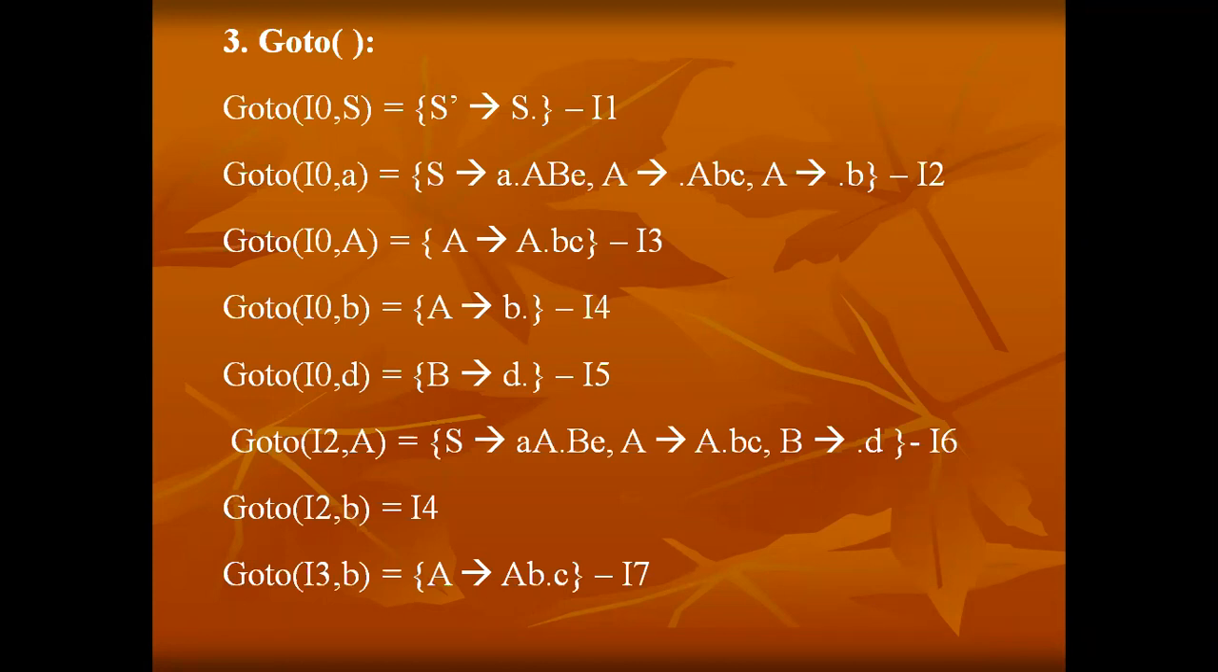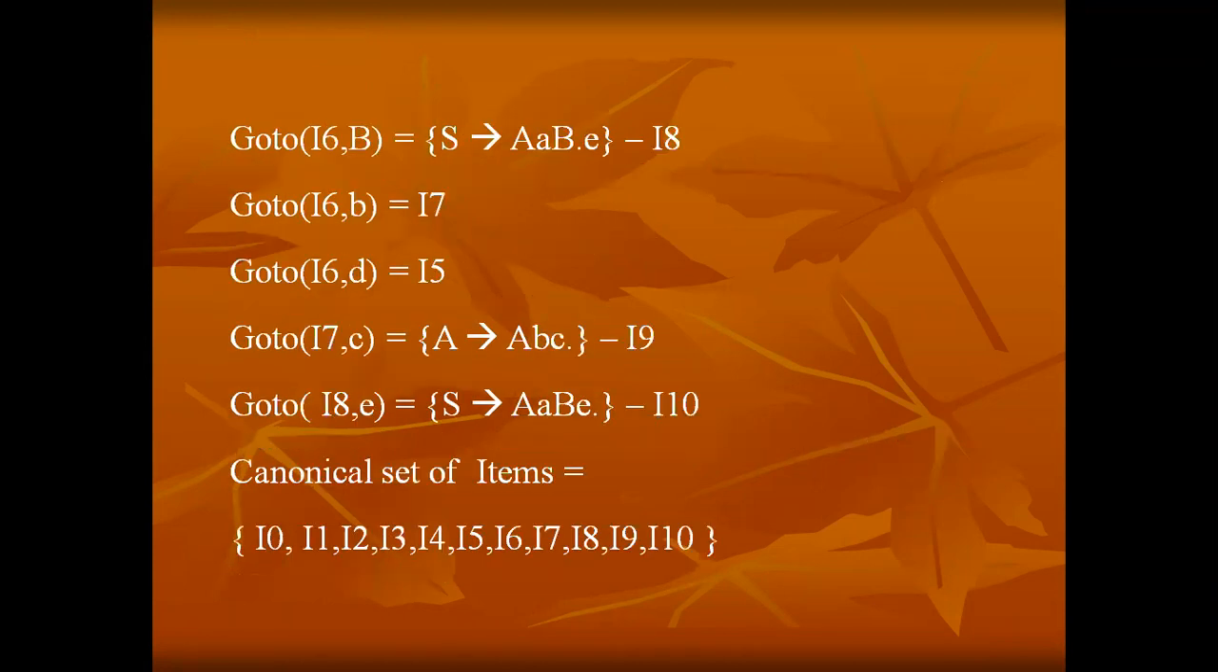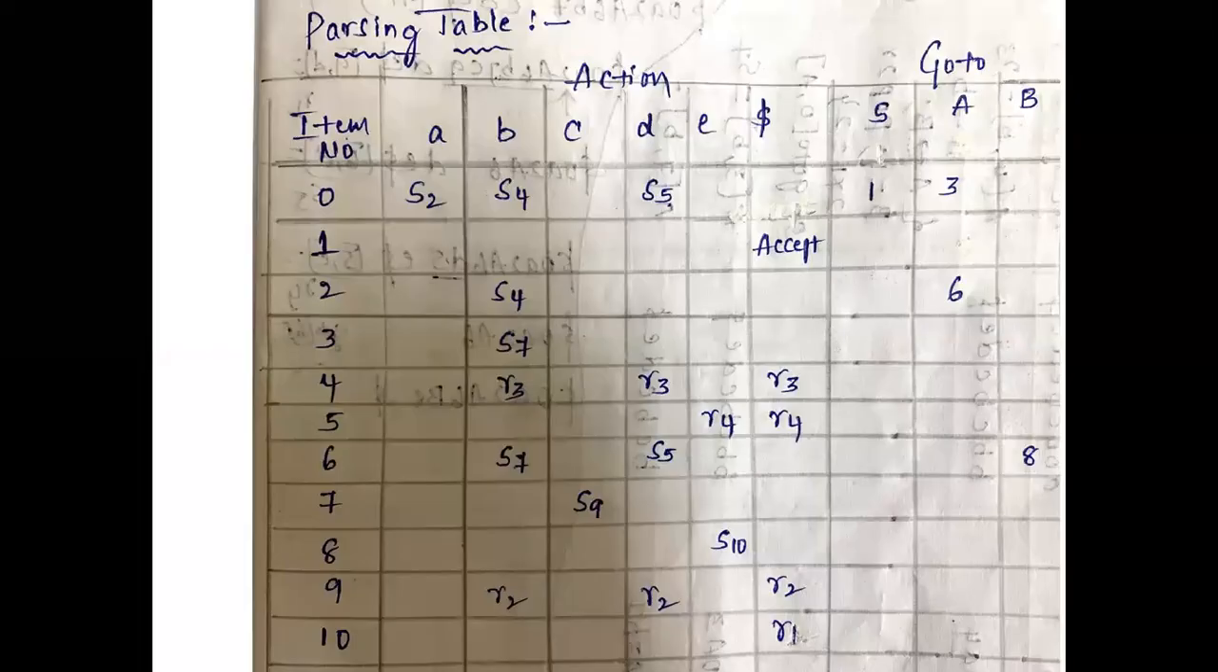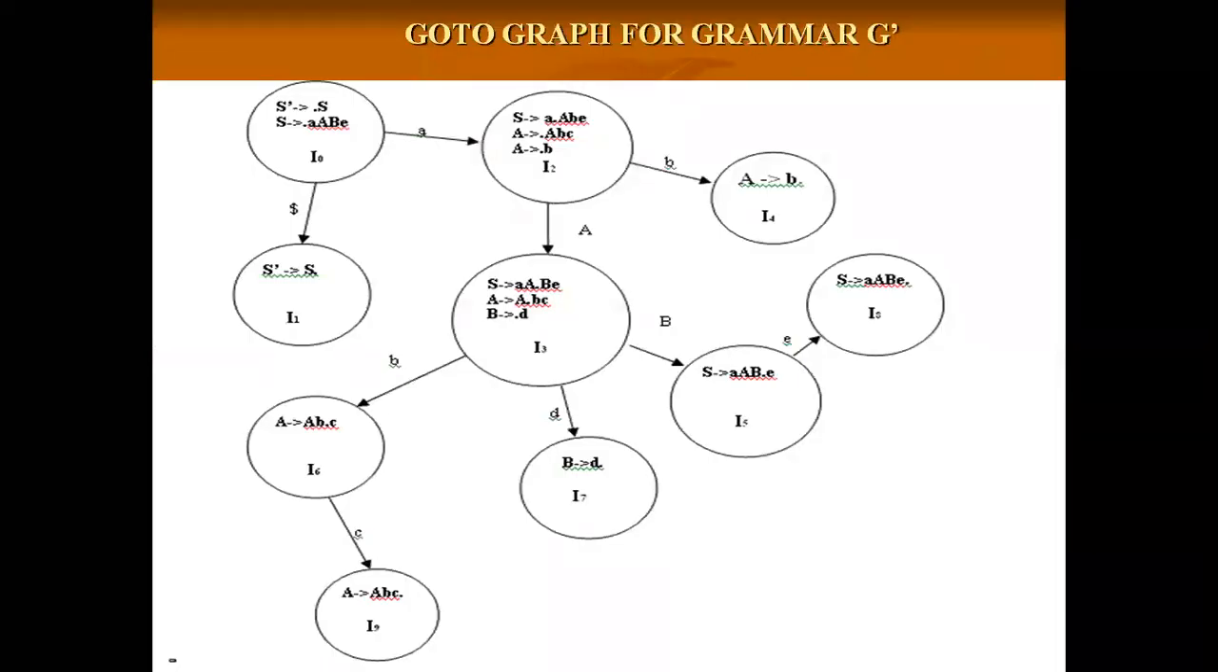Right, is it clear? Is it clear how to compute the first and follow functions, and then how to construct the parsing table, and then finally the construction of an automaton, or we can also call it a go-to graph, for the grammar G dash. And this is the overall construction process of SLR parsers. With this, the concept of the SLR parsing technique is completed.